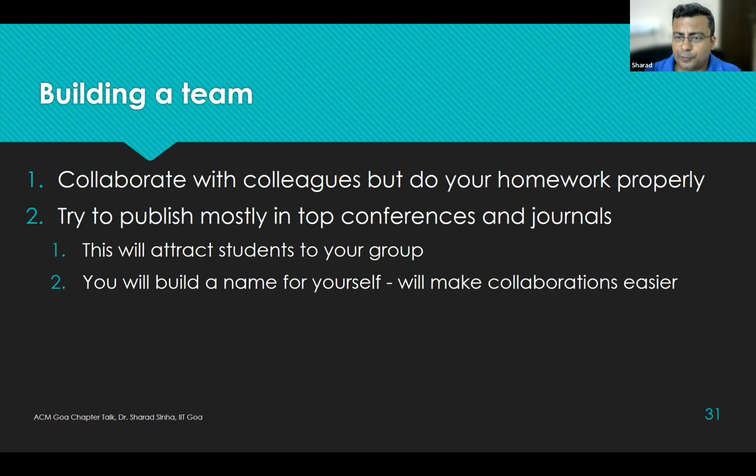One should also think of collaborating with colleagues, but one should do one's homework properly, because collaboration requires commitment from both sides and some degree of acceptance of each other's commitments and other commitments, etc. So it can be done. It's just that it happens organically. If you force it, it's very difficult to make it work.